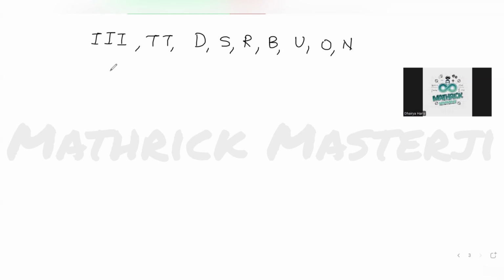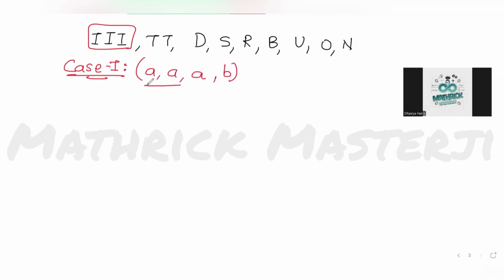Now we want to form a 4-lettered word. There can be many cases for this. Let's evaluate the first case. Case 1 can be that I have these 3 I's, so 3 letters are the same and one is a different letter. For these 3 same letters I have only one option, so 1C1. I have to choose that one only. But the 4th letter can be anything else from these letters.